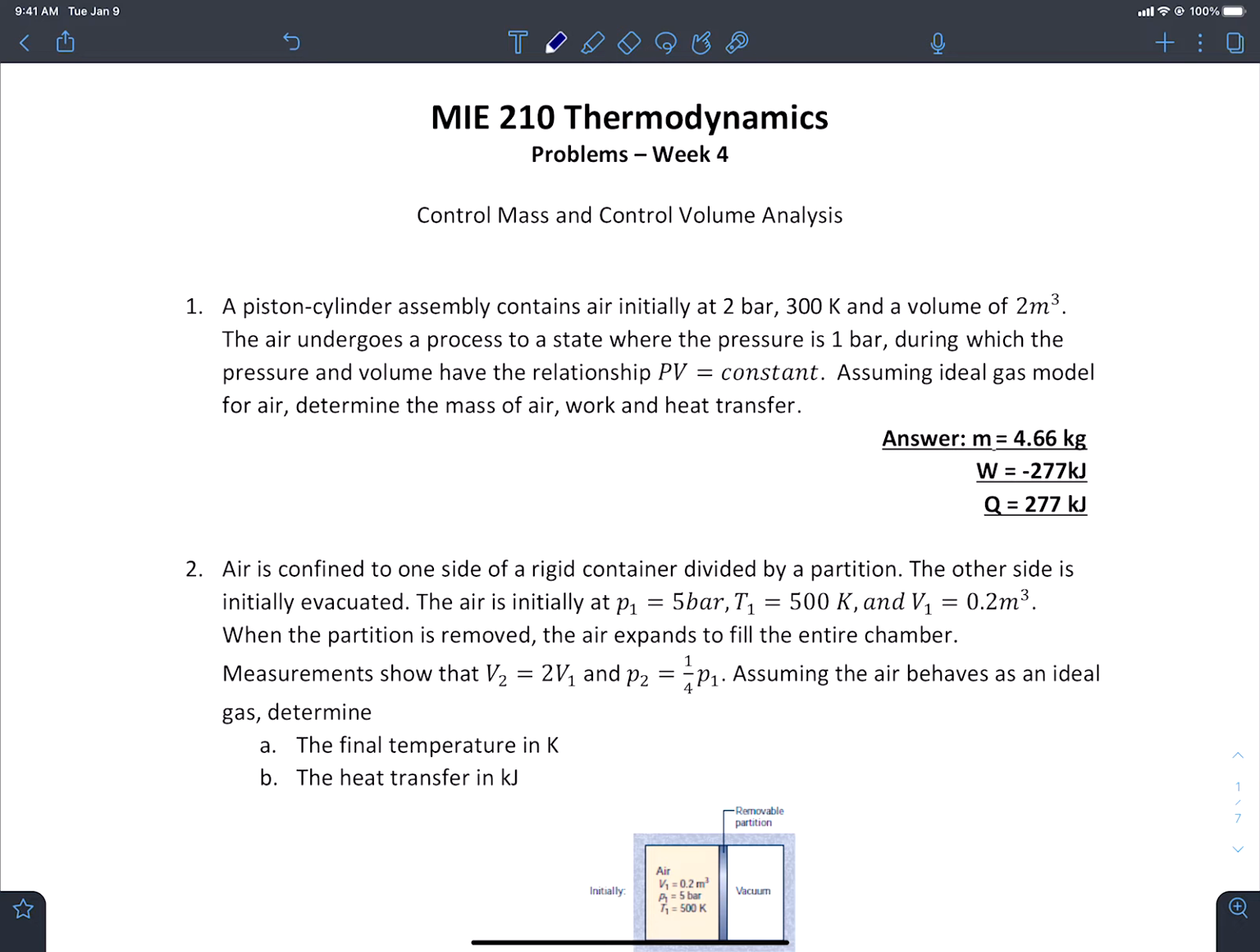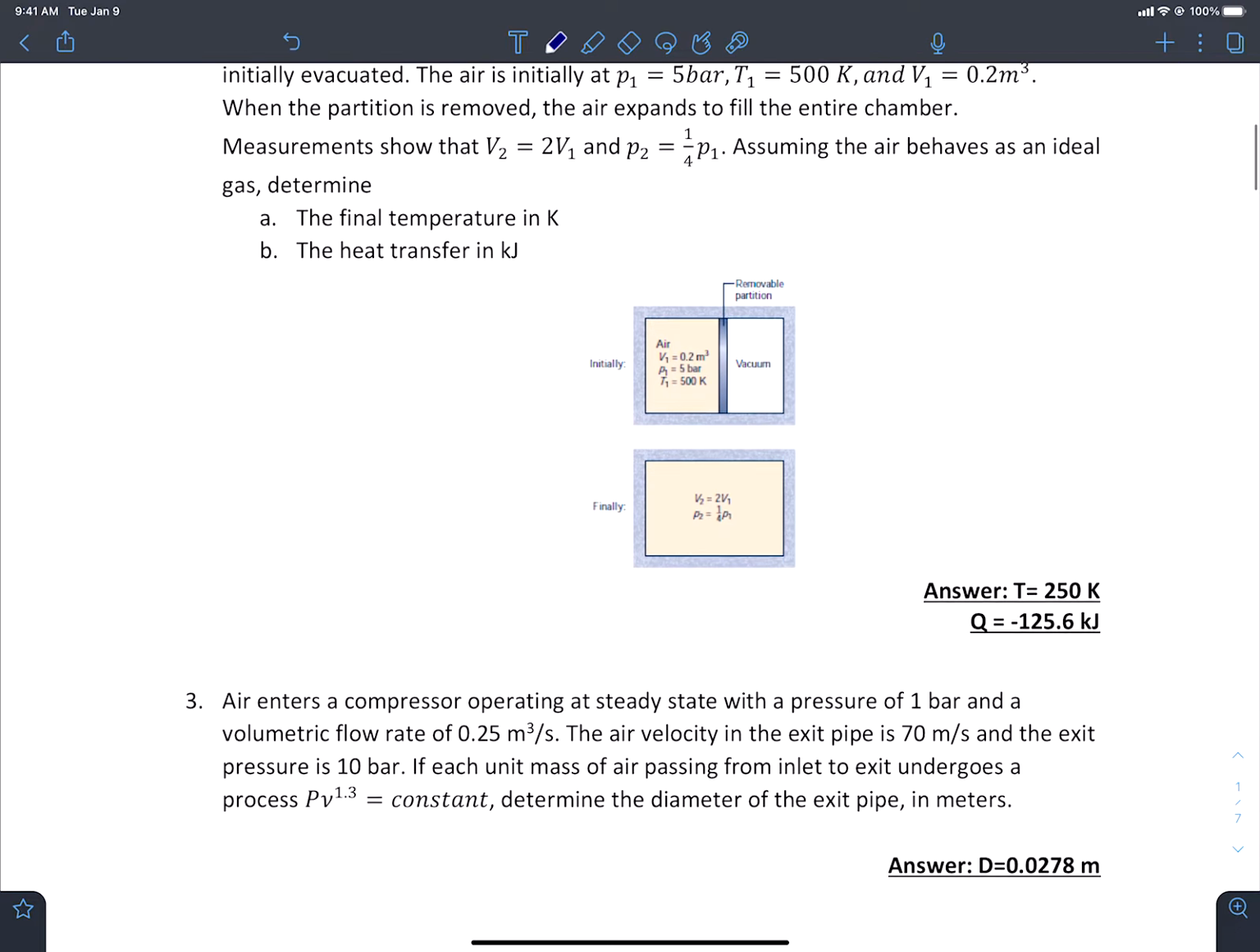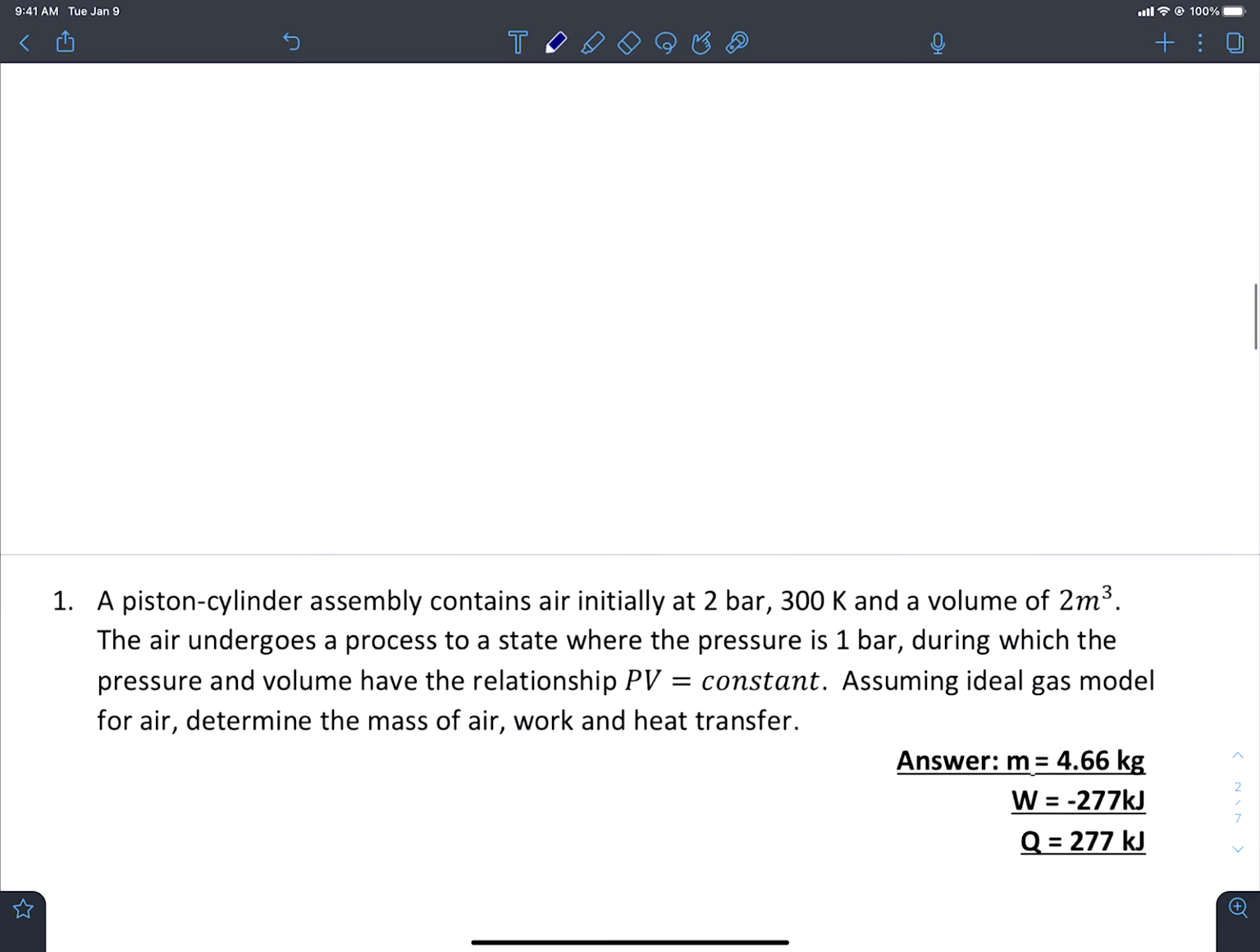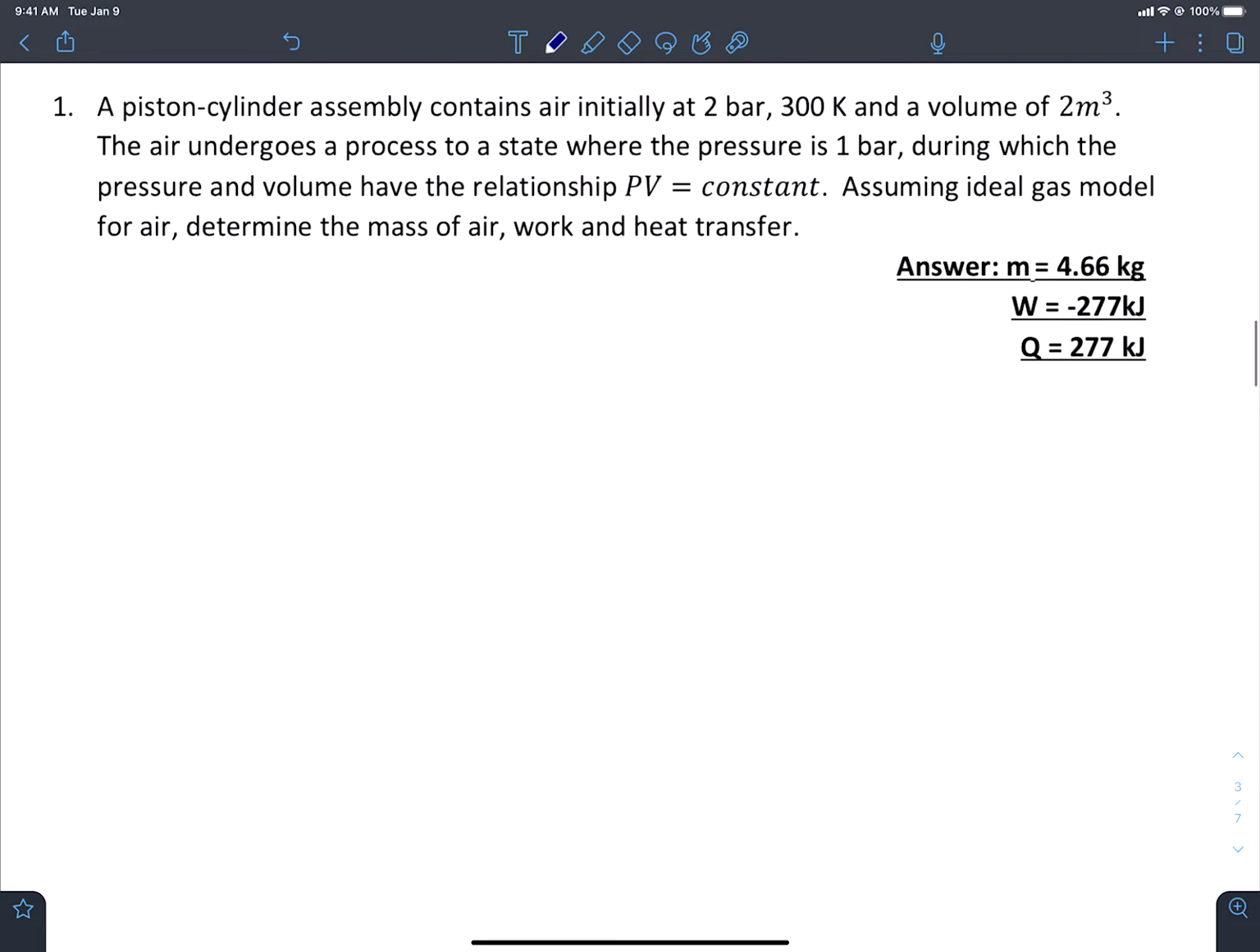So this week we're going to be talking about control mass and control volume analysis. Let's start with question 1. A piston cylinder assembly contains air initially at 2 bar, 300 Kelvin, and a volume of 2 meters cubed. The air undergoes a process to a state where the pressure is 1 bar, during which the pressure and volume have a relationship PV equals constant. Assuming ideal gas model for air, determine the mass of air, work, and heat transfer.